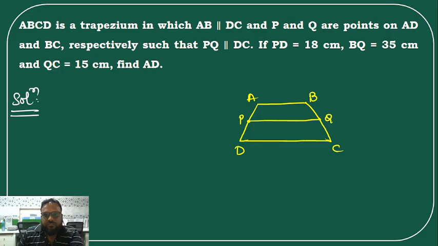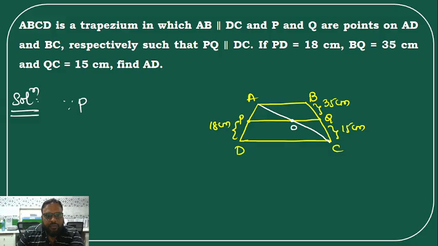Okay. So now what is being asked? PD is given as 18 centimeters, BQ is 35 centimeters, QC is 15 centimeters. Find AD. He is asking you to find AD. Now, one small construction we will do here. We will join AC. Let us suppose that this diagonal AC meets the line PQ at a point O. This is the extra construction we are doing here.